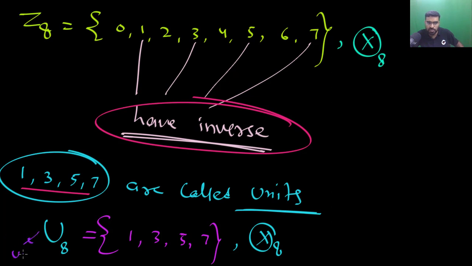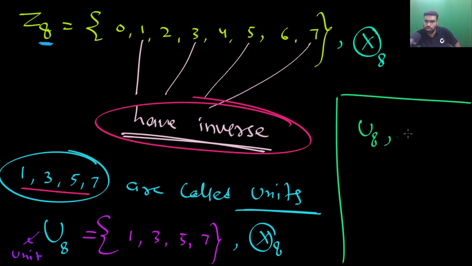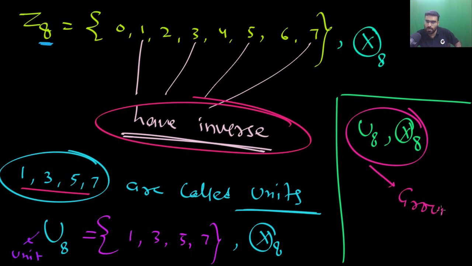U means unit, and where is this 8 coming from? 8 because of this Z8. So very simple, this U8 with multiplication modulo 8 is a group. In this structure there is the inverse property. You can easily notice 1 inverse is 1, 3 inverse is 3, 5 inverse is 5, and 7 inverse is 7. So remember, this structure is a group.